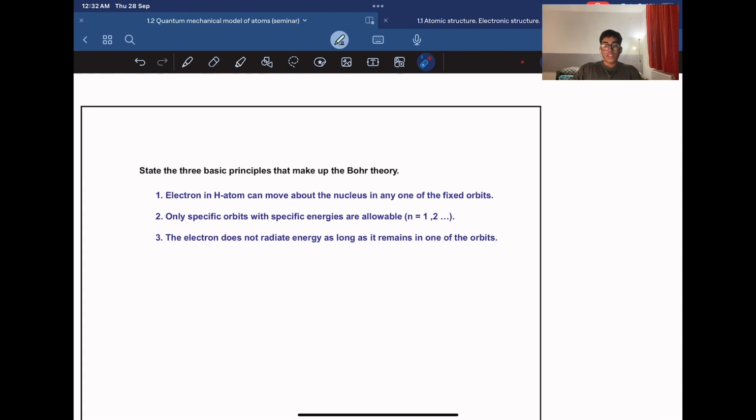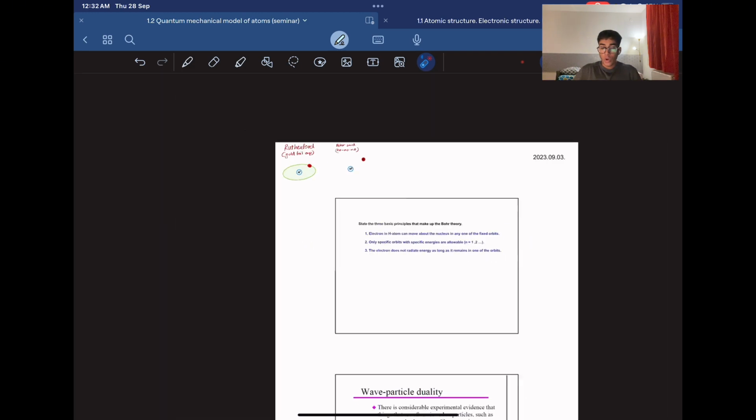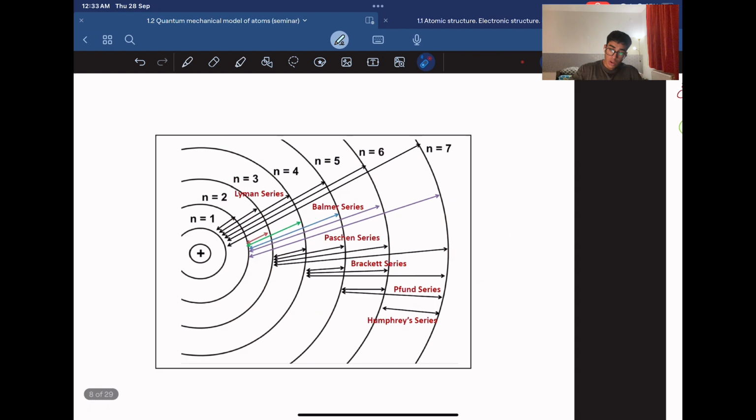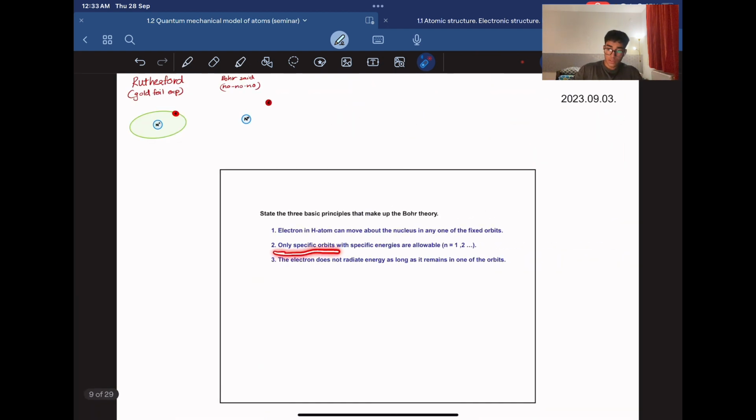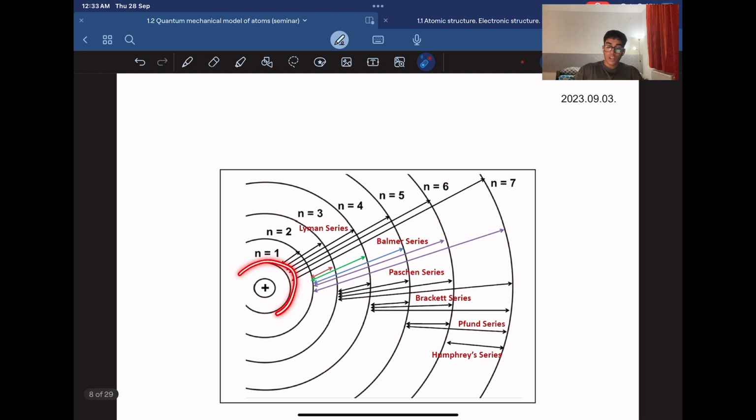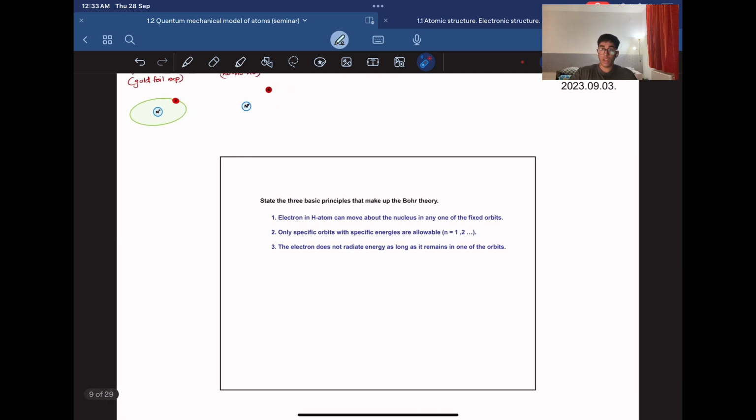Now, state 3 basic principles that make up Bohr theory. Let's look at this. An electron in a hydrogen atom can move about the nucleus in any one of the fixed orbits. Like I said over here, any one of these fixed orbits. Only specific orbits with specific energies are allowed. So as I said, all these orbits have their own specific energies. The electron does not radiate energy as long as it remains in one of the orbits.